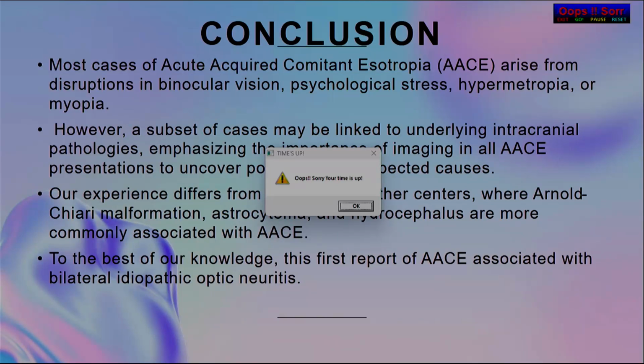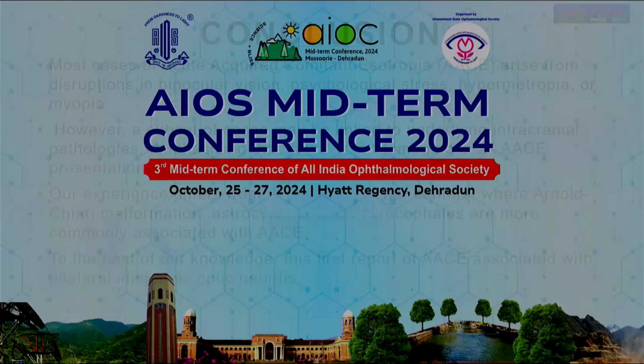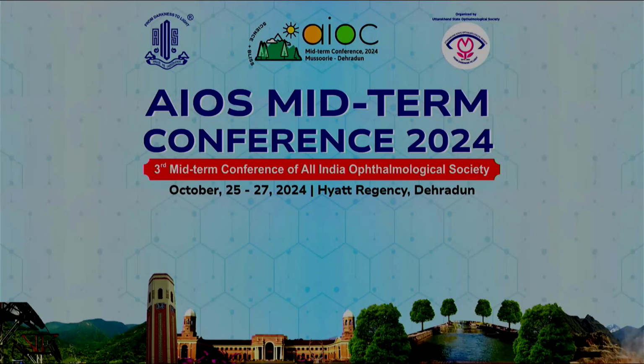So, what was interesting about your case? At our center, it usually presented with other intracranial pathologies previously, such as astrocytoma or Arnold-Chiari malformation. But in this case, optic neuritis was involved, and before taking a patient for surgery, we had to rule out any associated cause, because there was no clear etiology for the acute acquired comitant esotropia. So we went through CEMRI to rule out any neurological involvement, and we found there was bilateral intracranial optic nerve tortuosity with thickening of the segment.